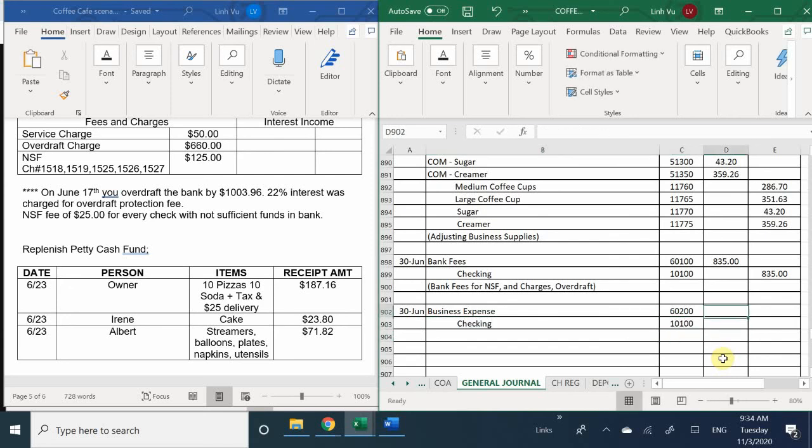Now, how much am I going to replenish the petty cash fund for? 23.80 plus 71.82, and what did you say you got? 282.78. So how much is my check going to be written out for? Good.